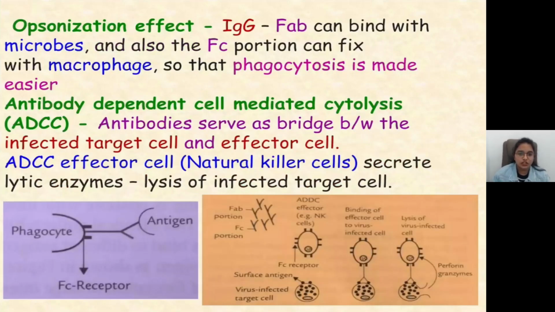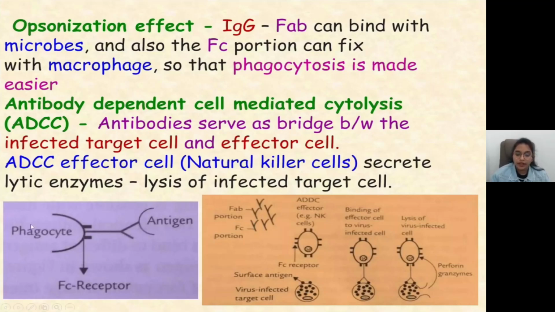Next is the opsonization effect. IgG will cause antibodies to bind with microbes, and the Fc portion can bind with macrophages. Macrophages engulf cells, so phagocytosis is made easier. This is known as antibody dependent cell mediated cytolysis, right? In this ADCC, antibodies serve as a bridge between the infected target cells and the effector cells. This will cause natural killer cells to secrete lytic enzymes and lyse the infected target cells, right?